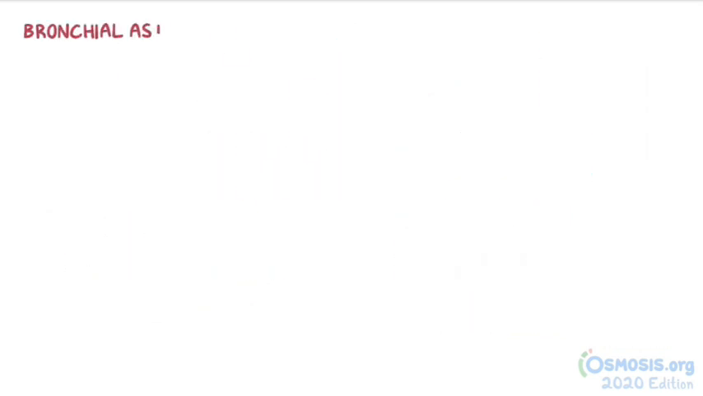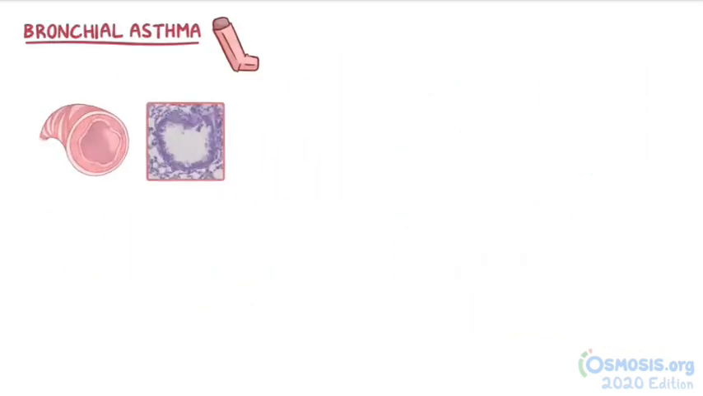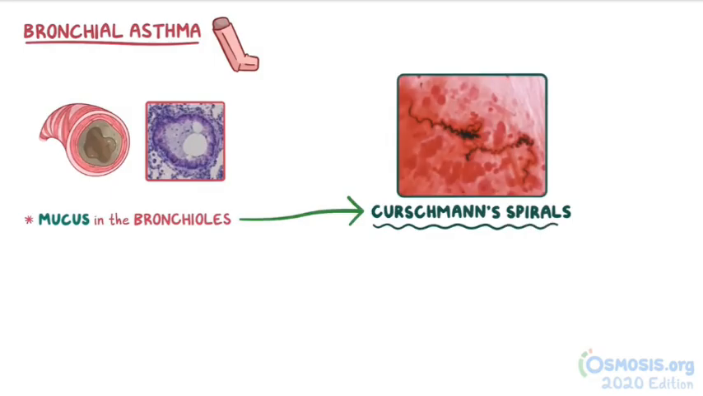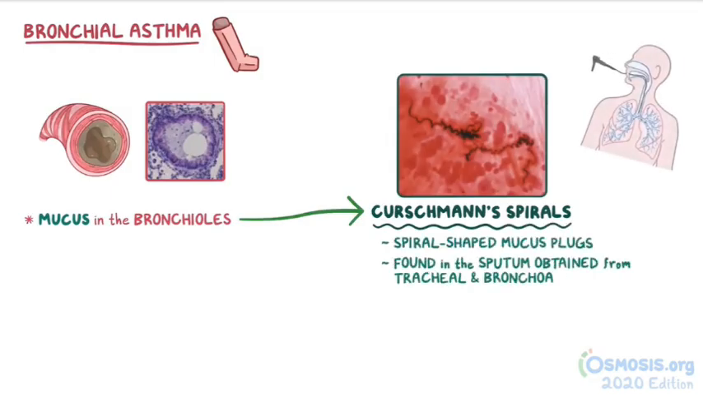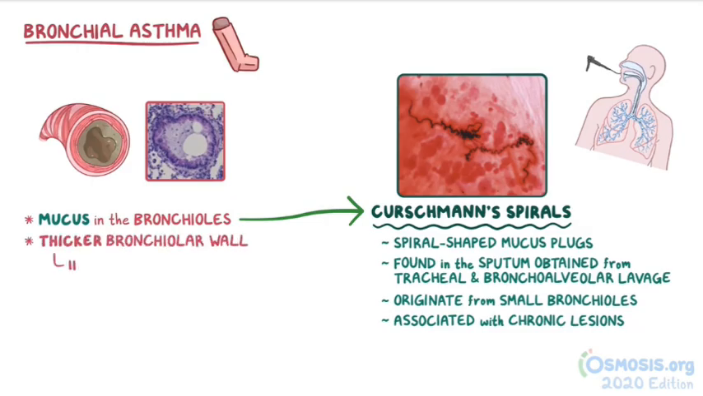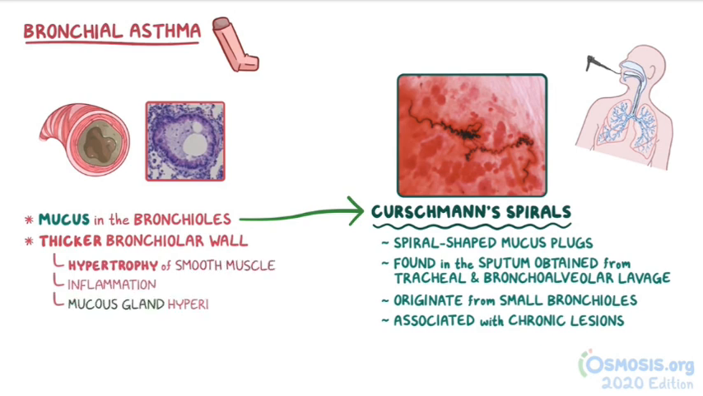If a patient has bronchial asthma, there'll be histological changes to the bronchioles. Mucus can sometimes be found in the lumen of the bronchioles, which can lead to the formation of Curschmann's spirals, which are spiral-shaped mucus plugs that can be found in the sputum obtained from a tracheal and bronchoalveolar lavage. They originate from small bronchioles and are associated with chronic lesions that produce excessive mucus. Another change that can be seen as a result of bronchial asthma includes a thicker bronchiolar wall due to hypertrophy of the surrounding smooth muscle, inflammation, mucus gland hyperplasia, and enlarged blood vessels.